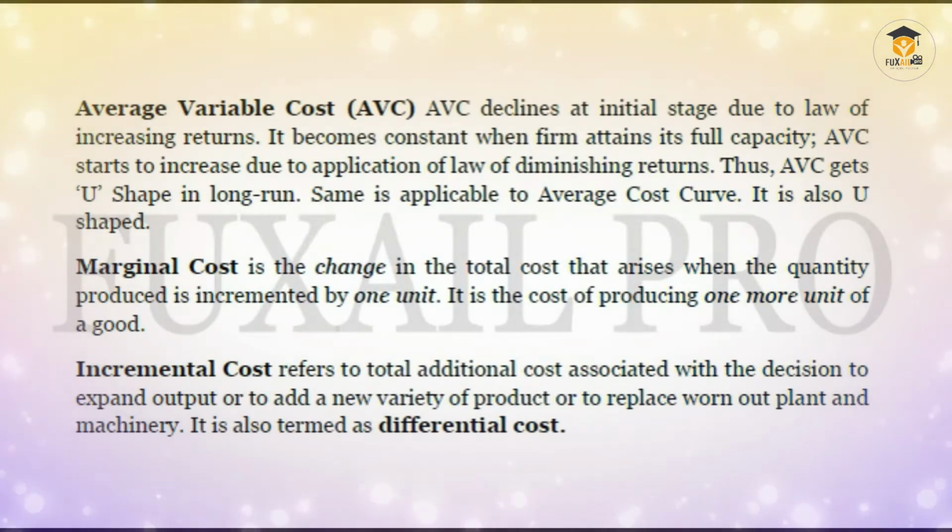Same is applicable to average cost curve. It is also U-shaped. Marginal cost is the change in the total cost that arises when the quantity produced is incremented by 1 unit. It is the cost of producing 1 more unit of a good. Incremental cost refers to total additional cost associated with the decision to expand output or to add a new variety of product or to replace worn-out plant and machinery. It is also termed as differential cost.